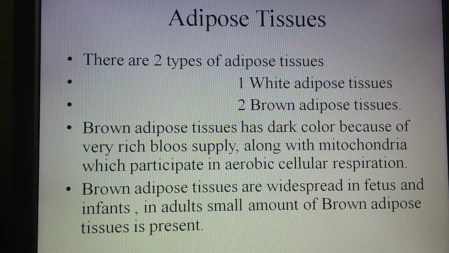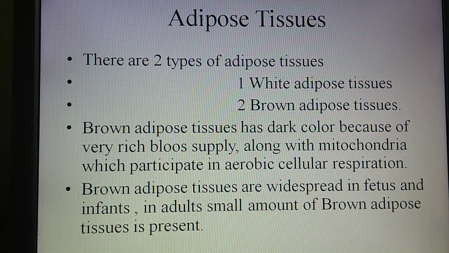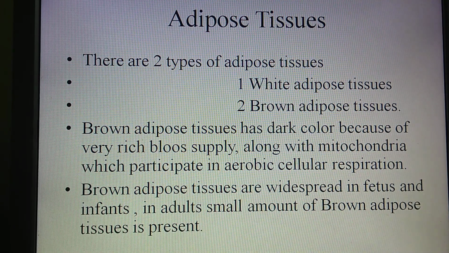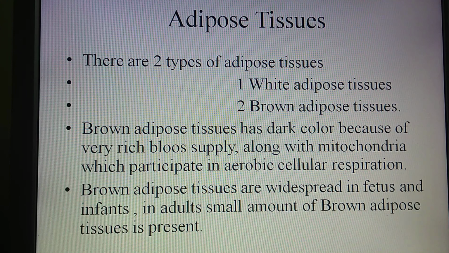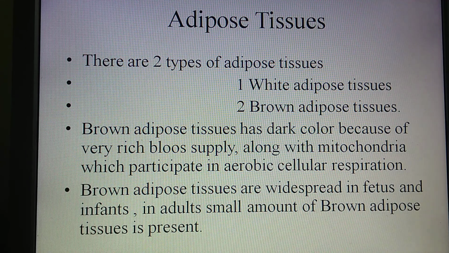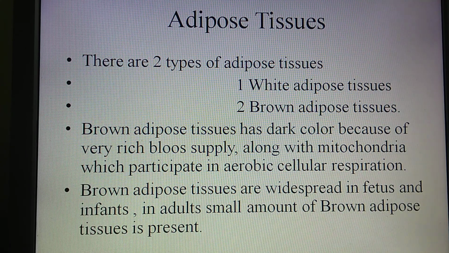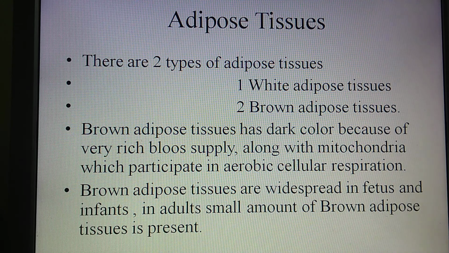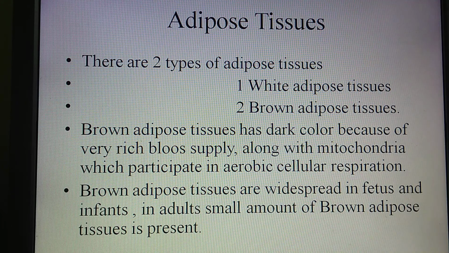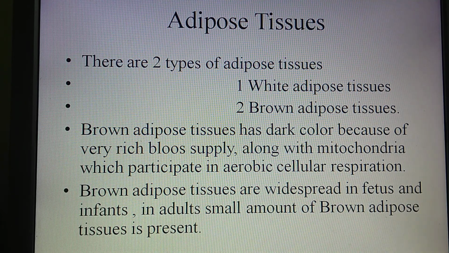Now there are 2 types of adipose tissues, white adipose tissue and brown adipose tissue. Whatever we have learned so far is about the white adipose tissue, which is in maximum percentage in adults. The brown adipose tissue has a dark color because of the very rich blood supply, along with mitochondria which participate in aerobic cellular respiration. Brown adipose tissue is widespread in fetus and infants. In adults, a small amount of brown adipose tissue is present.